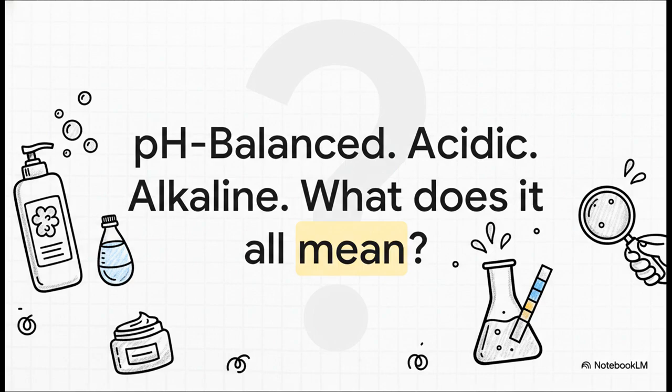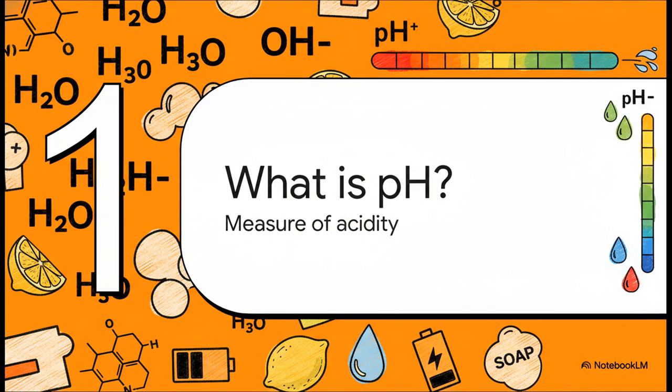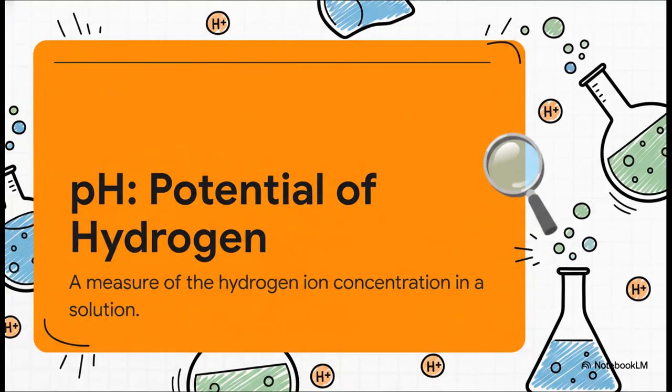Well, let's find out. So to get to the bottom of it all, we've got to start with the most basic question you can ask. What in the world is pH? All right, so the term itself, which was first coined by a Danish scientist named Sørensen, literally stands for potential of hydrogen. It's basically scientific shorthand for measuring how many hydrogen ions are floating around in any given solution.